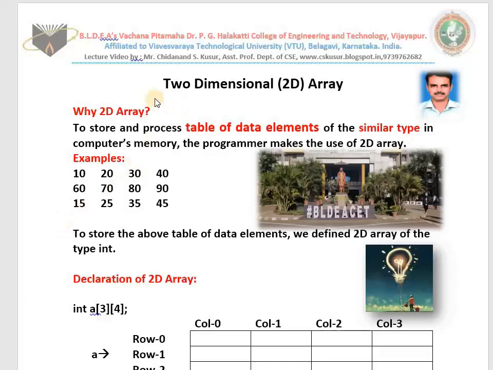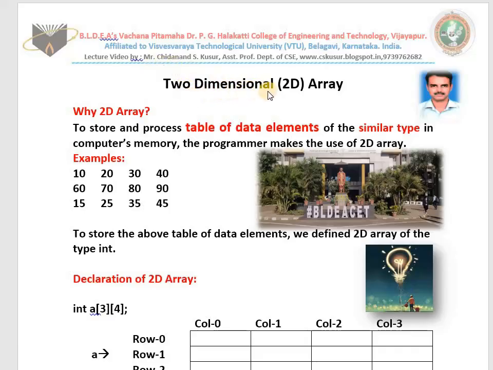In today's class, I teach you the second type of array, that is two-dimensional array. Till today, we studied about the one-dimensional array. As you know already, one-dimensional array helps us to store and process a linear list of data elements or sequential list of data elements. We looked at the definition, what is 1D array, how to declare, how to initialize, compile time, run time. We studied many programming examples also. In today's class, I start the second type of array, that is two-dimensional array.